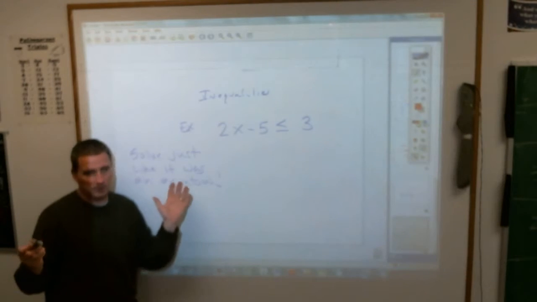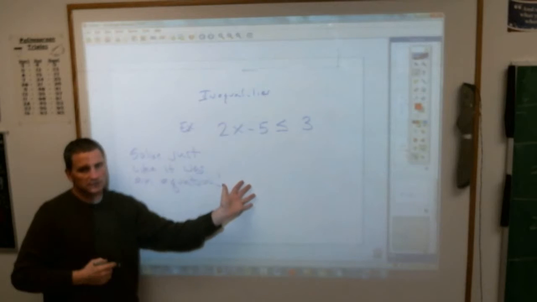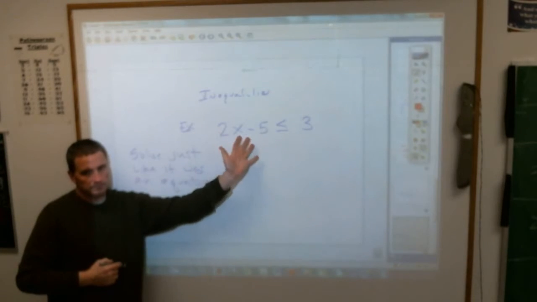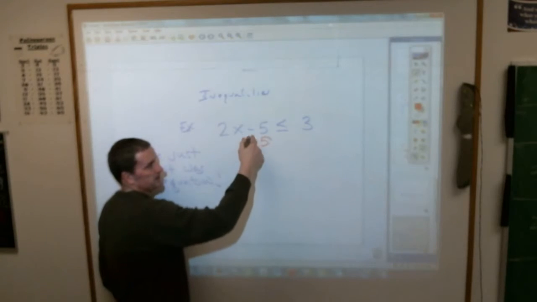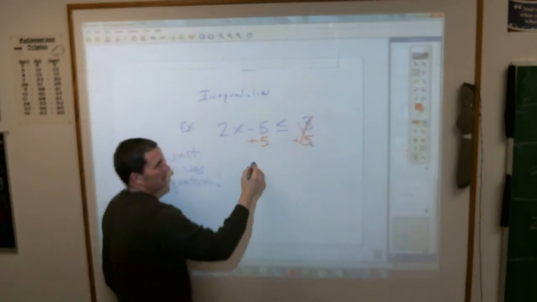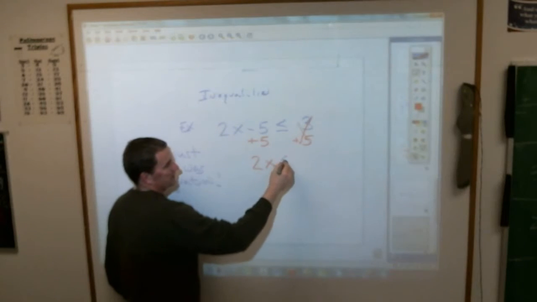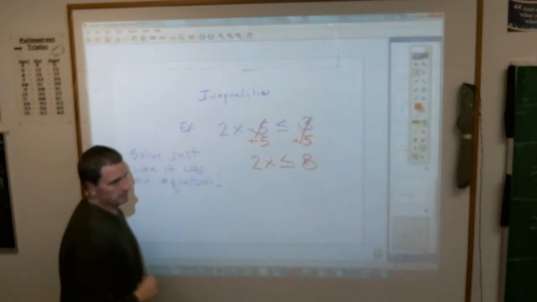First thing I do in equations is add 5 to both sides to get rid of it. I want the x by itself, so I do the opposite and I add 5. So now I'm left with 2x is less than or equal to 8, correct?